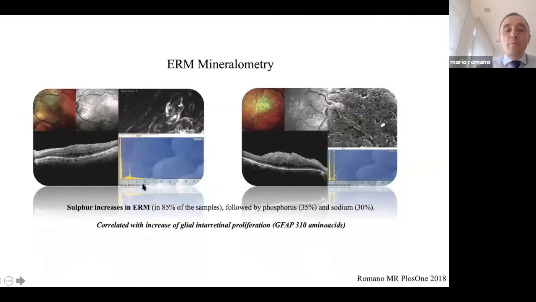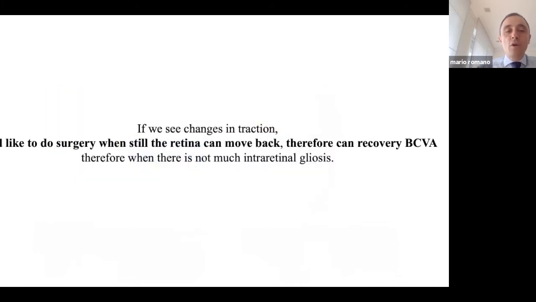So we have also proof with the ERM mineralometry that we published in 2018, where the sulfur increase in epiretinal membrane, and this one correlated with the increase of glial intraretinal proliferation. So if we see changes in traction, we'd like to do the surgery when still the retina can move back, therefore can recover visual acuity.